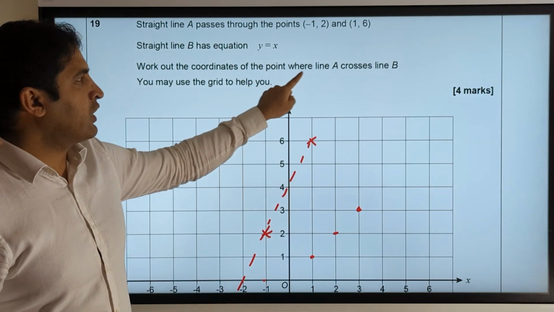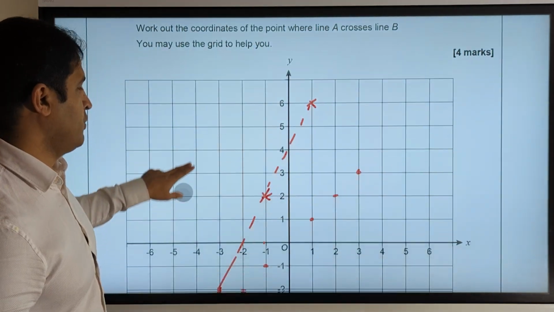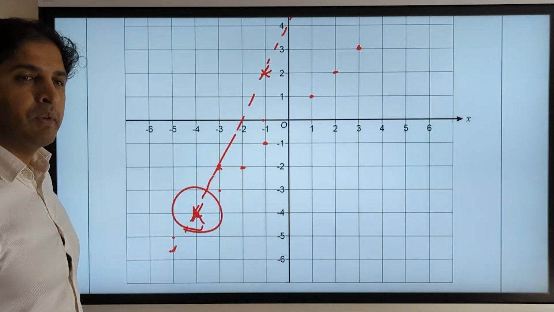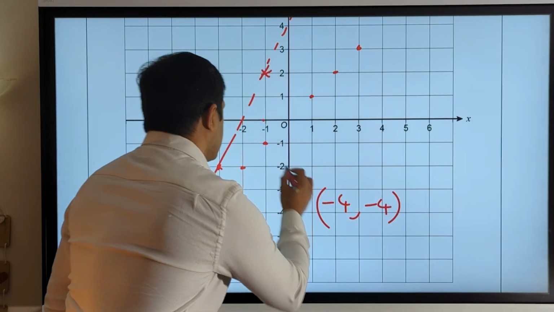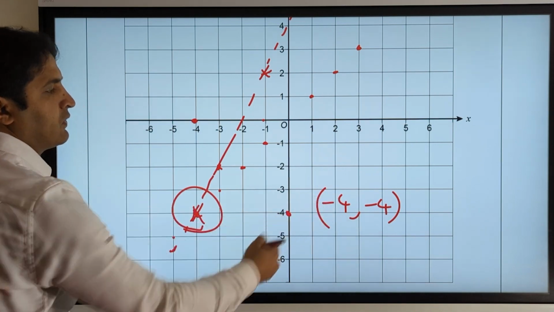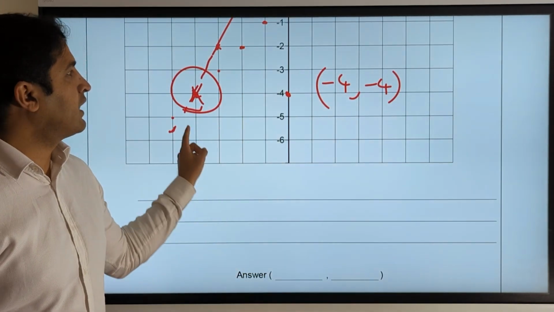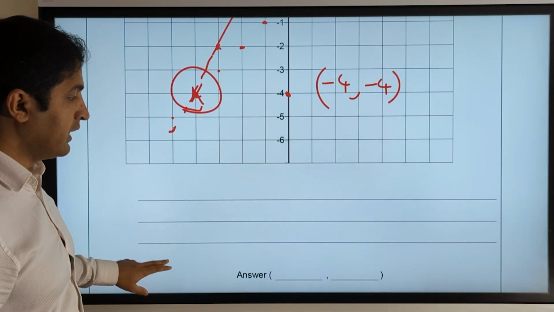So work out the coordinates of the point where line A and line B will cross. And we know where they cross. They cross at this point here. So what are the coordinates of that point? It's negative 4 and negative 4. So negative 4 on the x-axis and negative 4 on the y-axis. So that's where they cross. And that was a 4-mark question for writing down the coordinates. So as long as you've done those properly, you would not go wrong with it.